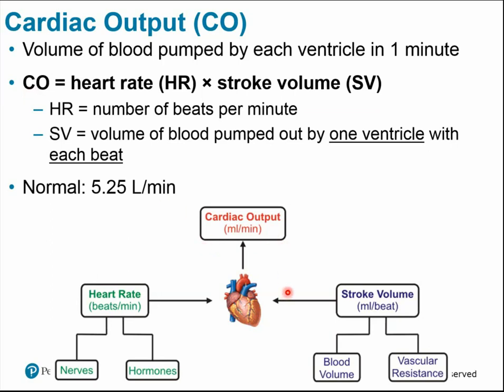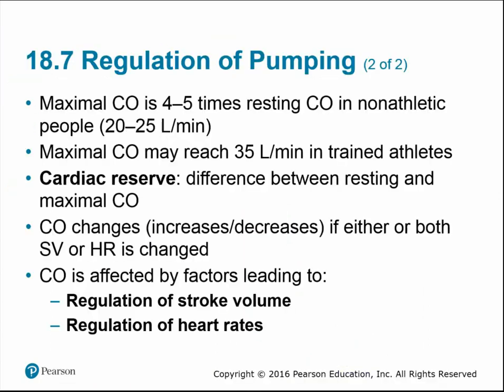This is showing how stroke volume and heart rate are going to determine our cardiac output. We'll look at some other factors that can affect stroke volume and heart rate, which would in turn affect our cardiac output. Normal cardiac output is roughly 5.25 liters per minute. Maximal cardiac output is generally 4 to 5 times the resting in non-athletic regular people, but it can reach up to 35 liters per minute in highly trained athletes. Your cardiac reserve would be the difference between your resting and maximum cardiac outputs.